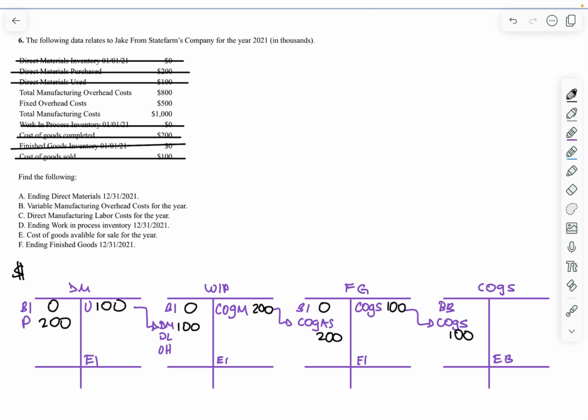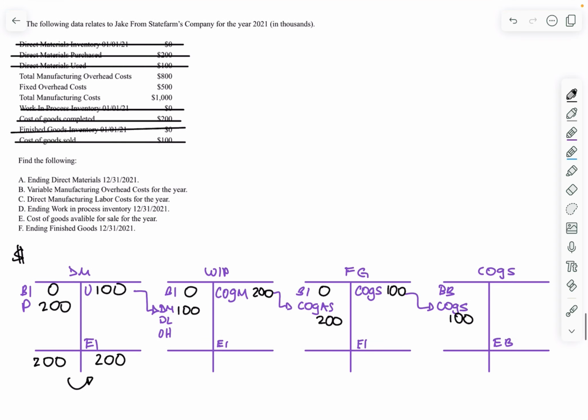Now the direct materials account we can figure out. Add the debits. That's 0 plus 200. That's 200. Debits and credits have to be the same. So 200 minus 100 is going to give us 100. So ending direct materials is 100.